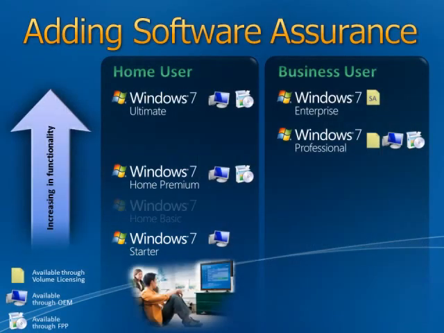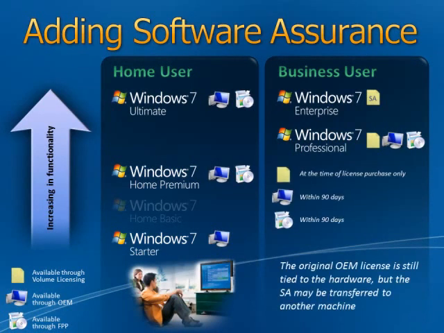If a customer does want to use Windows 7 Enterprise Edition, as I've already mentioned, it is a software assurance benefit, so they would need to add software assurance onto their Windows 7 Professional license. Now, there are restrictions on when they can do this. If they've bought that license through volume licensing, they can only do that at the time of purchase, so they would need to make that decision when they're buying their Windows 7 Professional license to buy software assurance.